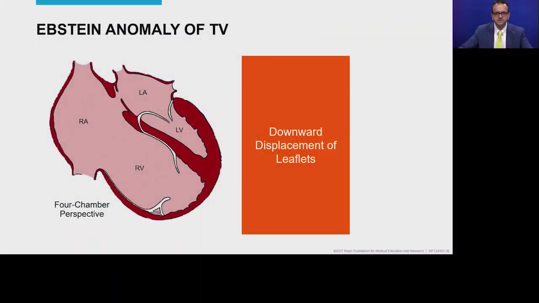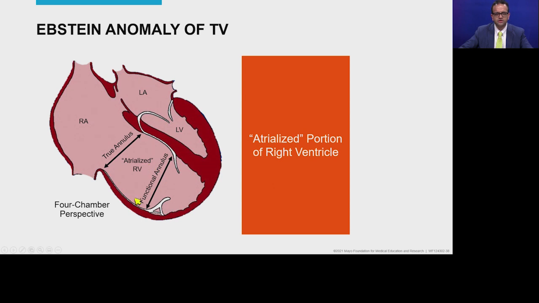Now what happens in Ebstein's anomaly is that due to lack of delamination, the posterior and the septal leaflet get attached to the myocardium, and then there is downward displacement of these leaflets, because of which the true annulus is present, but there is also a creation of this functional annulus because of the downward displacement. And that results in an atrialized right ventricle. So this entire structure becomes a ginormous right atrium, and that is kind of a telltale sign in patients with Ebstein's anomaly.